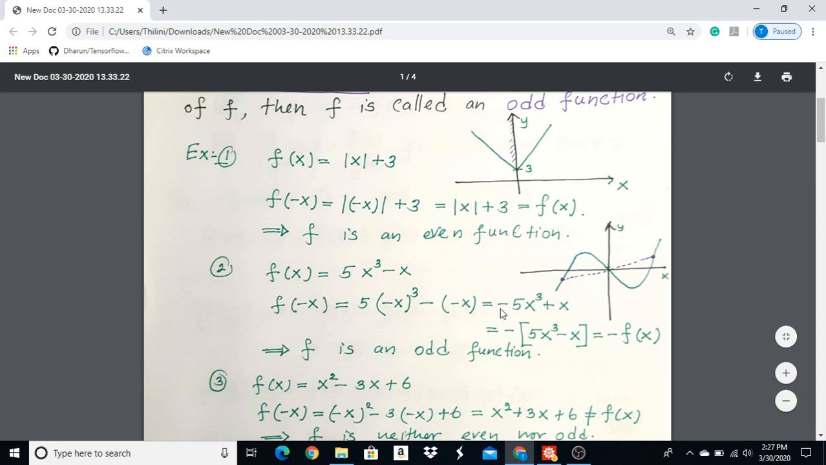Now if we factor out the negative sign, negative 1, then we get 5x to the power 3, and this becomes negative x since we are factoring out the negative sign. So what we have obtained is negative times this term. This term is nothing but our f of x function. So f of minus x equals negative of f of x. It doesn't matter what x value you are plugging in here, f of minus x is always negative of f of x. So this function is an odd function, and this is the graph of that f function.